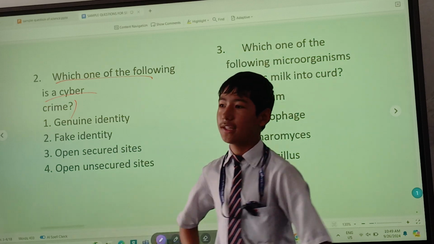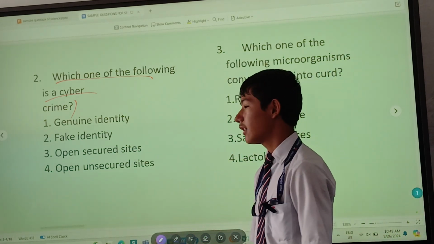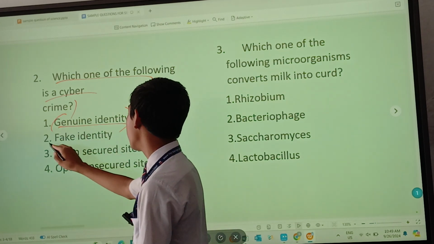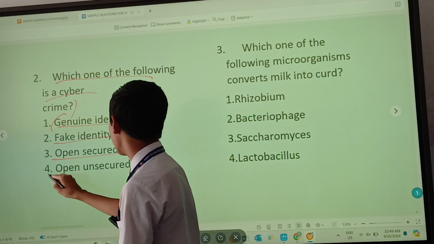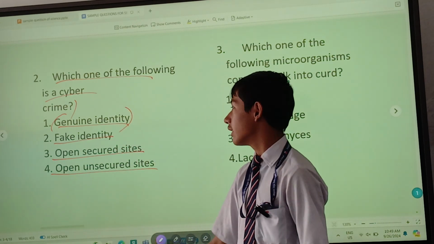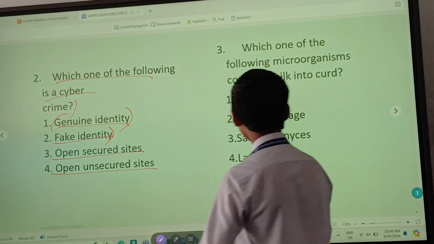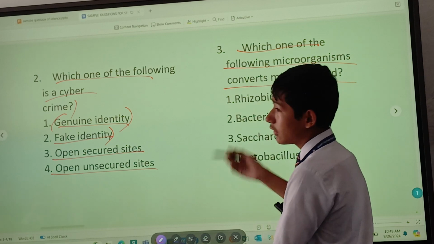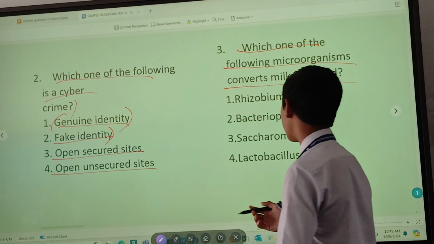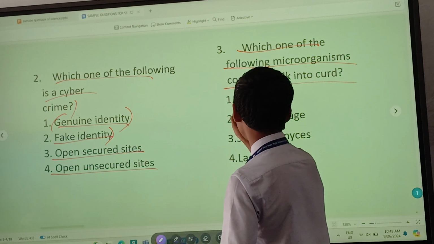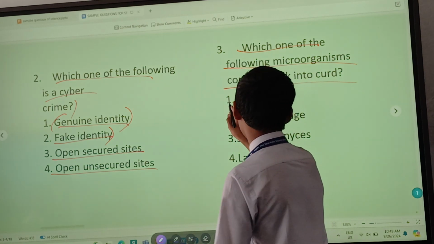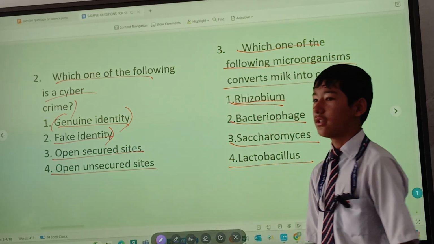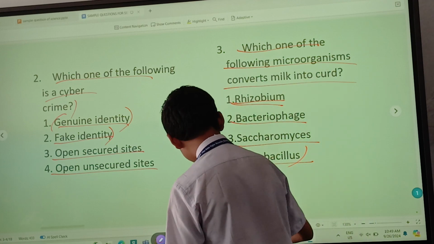Cybercrime is a crime committed using the internet, and the options given here are genuine identity, which is the real identity, fake identity, open secured sites, and open unsecured sites. The correct answer is fake identity. The next question is, which one of the following microorganisms converts milk into curd? This is from chapter 4, living beings and structures. The options are rhizobium, bacteriophage, Saccharomyces, and lactobacillus. The answer is lactobacillus.